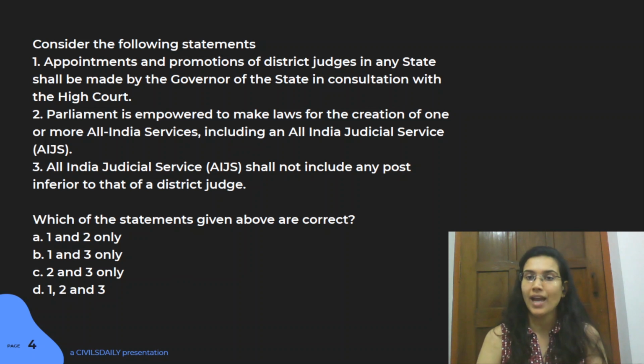Next statement we have that Parliament is empowered to make laws for the creation of one or more All India services, including judicial services. This statement is also pretty much right. In fact, it was the 42nd Amendment in 1976 which actually amended Article 312, and it empowered the Parliament to make laws with respect to creation of any All India services, right?